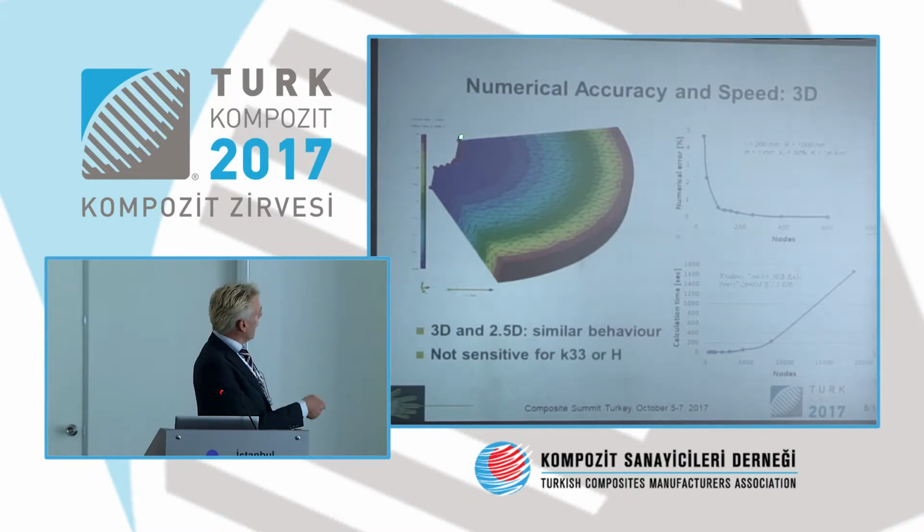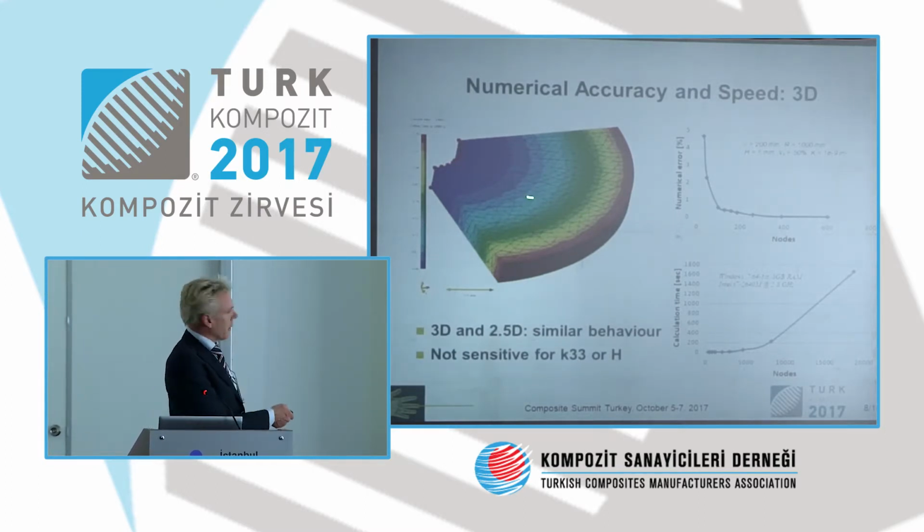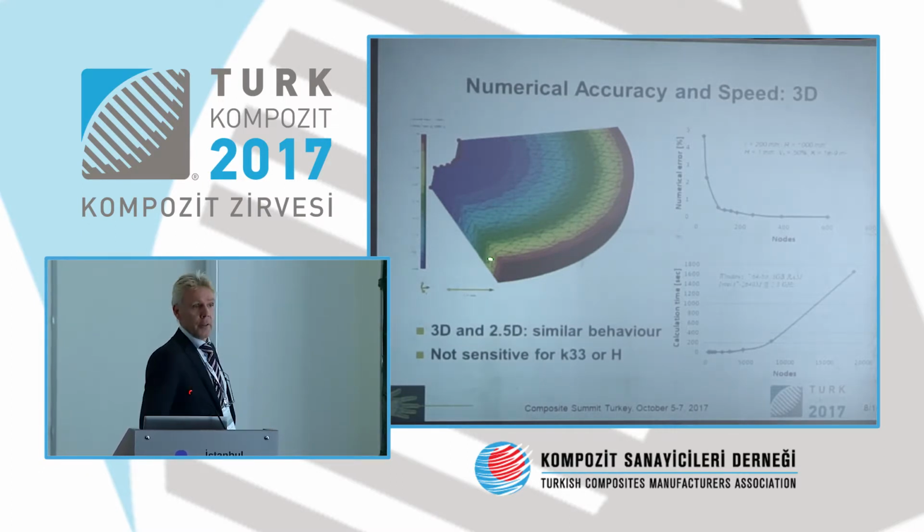So here for 3D, this is a quarter circle. This is a worst case for the software because the pressure gradient is a logarithmic function of the radius. So that's hard to approximate with a linear element. Through thickness, we can vary the number of elements. And this graph here shows the numerical error.